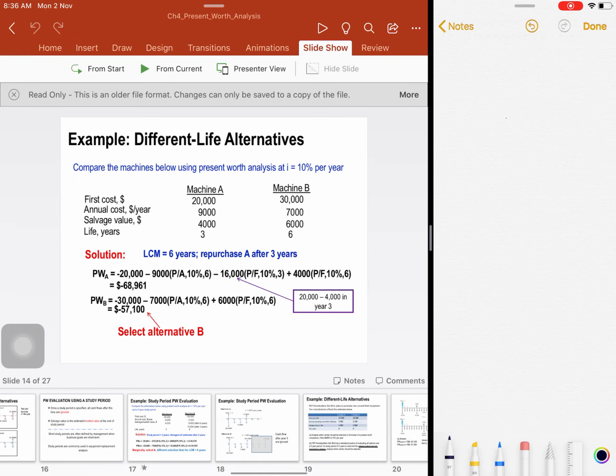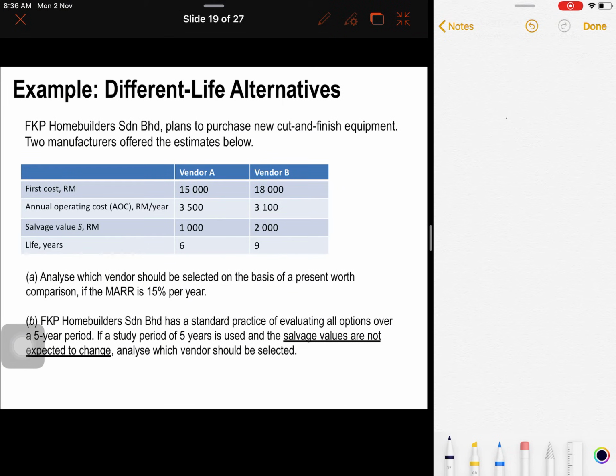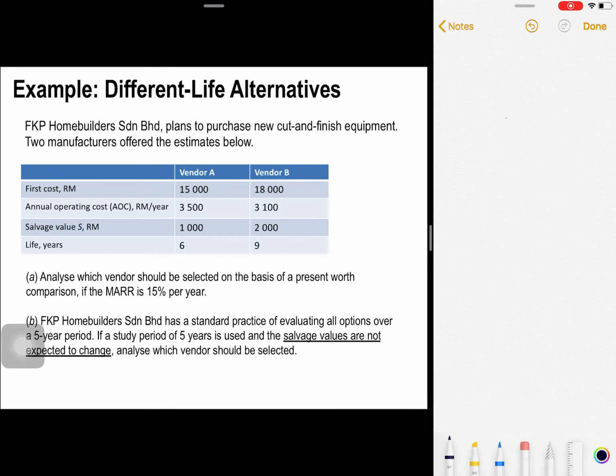For different life alternatives, there are two methods, and it all depends on the question given to you later in your exercises and examinations. Next is different life alternatives. FKP Home Builders Berhad plans to purchase new cut and finish equipment. The two manufacturers offered the estimates below. Vendor A: the first cost is $15,000, operating cost $3,500, salvage value $1,000, life 6 years.